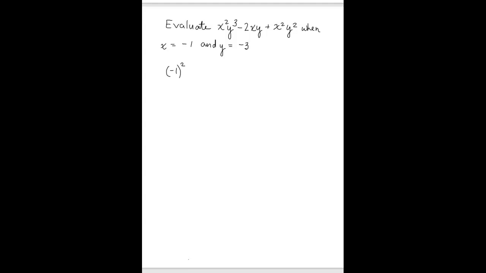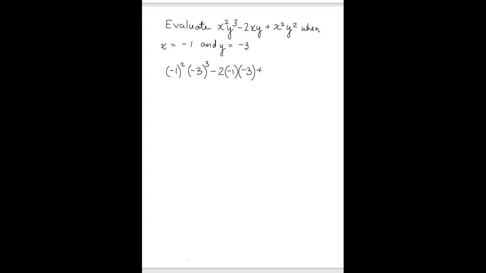And then I'm going to have y cubed. Well, my y is a -3, and I'm cubing that, minus 2 times -1, right? Because this is an x right there. And now I'm going to multiply that by a -3, because there's my y. We're replacing that y with that -3.